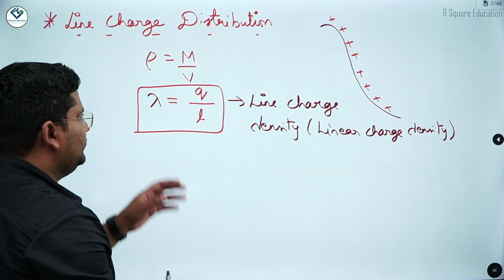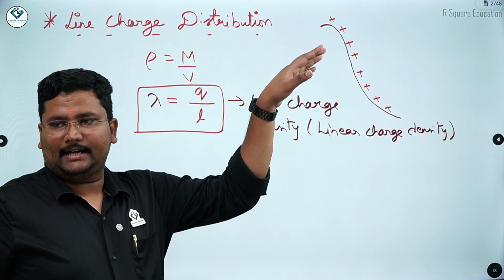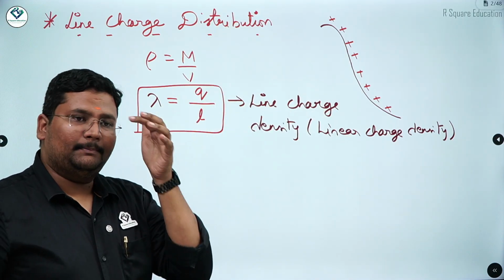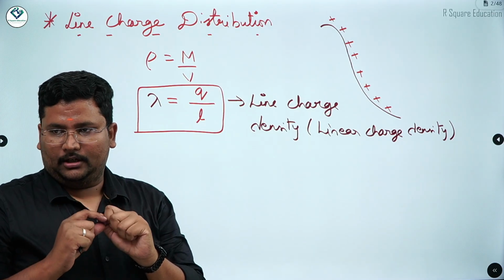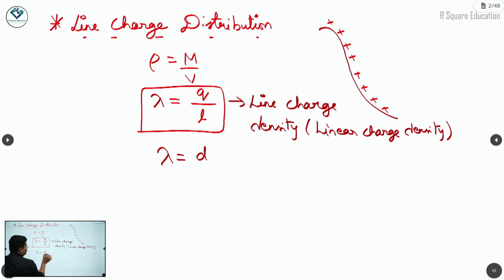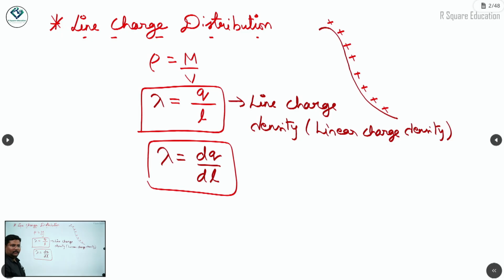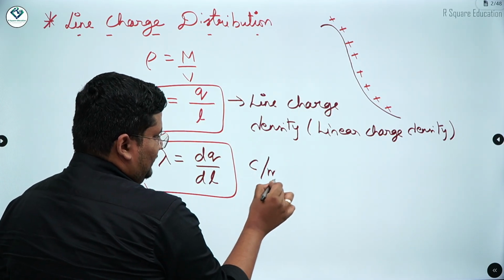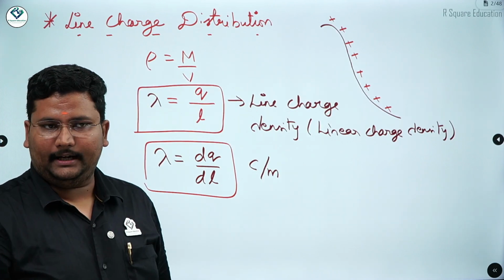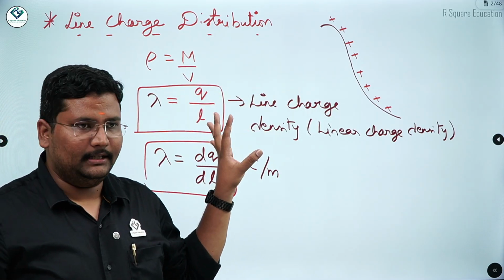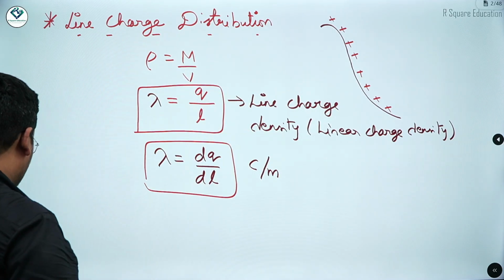Basically if you take the total charges which is distributed as Q and the total length as L, then this will be happening. Suppose if you take only a small amount of charge or a small amount of length, then the line charge density can be written like lambda is equal to dq by dl. What will be its unit? Basically charge per unit length is coulomb per meter. Is that clear? So this is nothing but line charge distribution. Is that clear? Right?